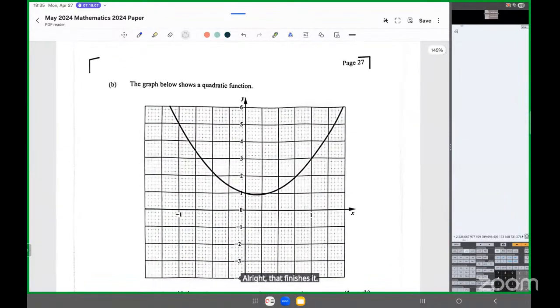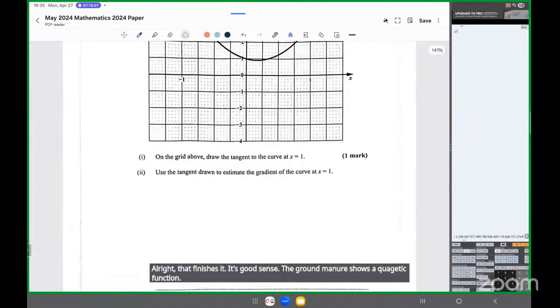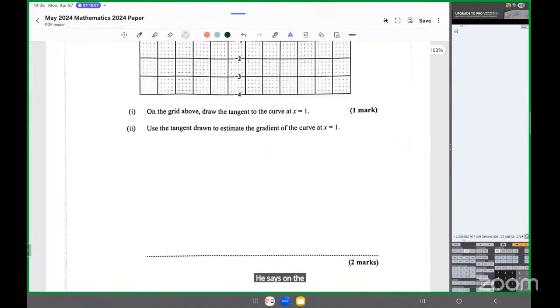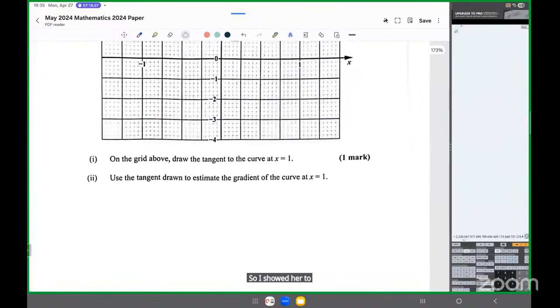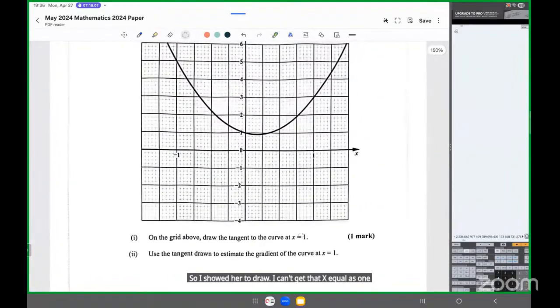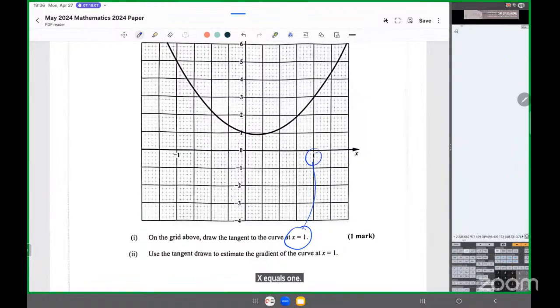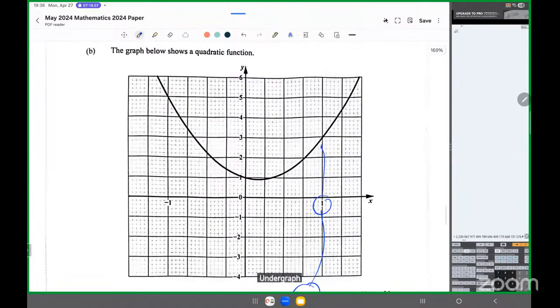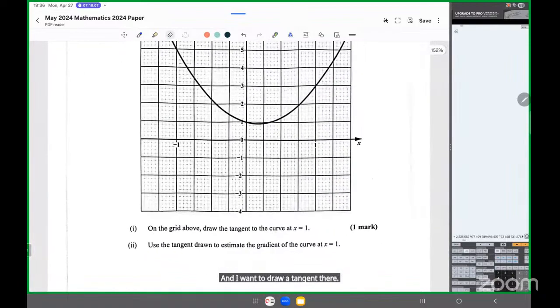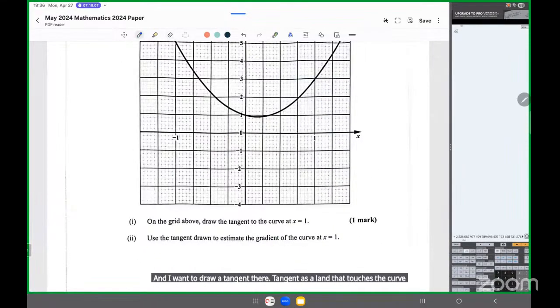This question says, the graph below shows a quadratic function. It says, on the grid below, draw the tangent at x equals 1. So I showed how to draw a tangent at x equals 1, at any point actually. X equals 1 is right here, on the graph, right at this point. This is the point on the graph where x is equal to 1, and I want to draw a tangent there. A tangent is a line that touches the curve at a single point only.